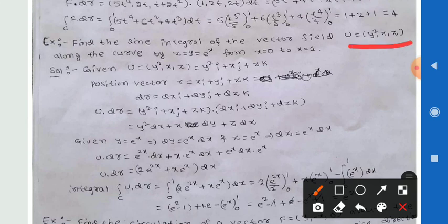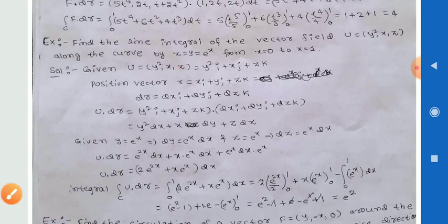Here the vector field is y square comma x comma z, and the curve is given, x is equal to x, y is equal to e power x, z is equal to e power x. The limit values vary from x is equal to 0 to 1.